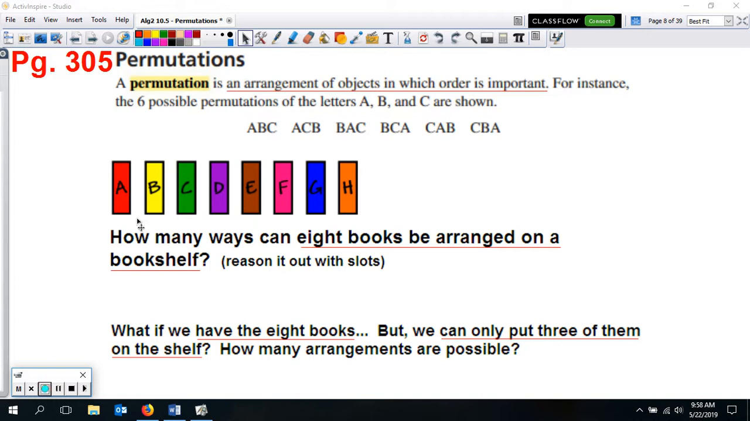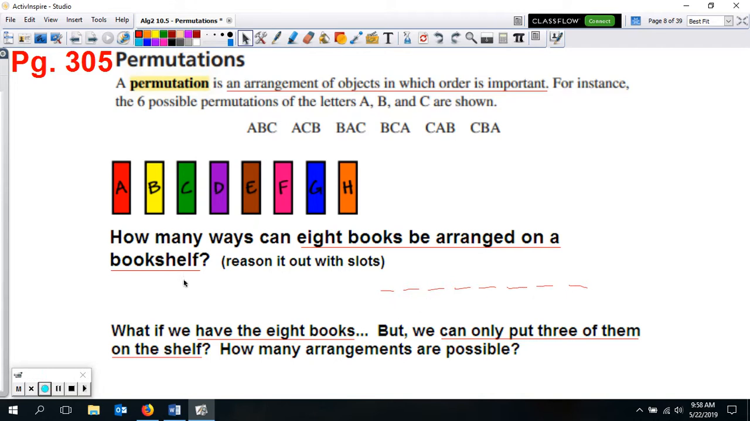Here you have some books. How many ways can 8 books be arranged on a bookshelf? You can write this down and underline that. Here's what we want to do for that. We'd want to write down, it says reason it out with slots. So we want to write down 8 different slots that we would fill these books in with. Right underneath that, just put down 8 little spaces: 1, 2, 3, 4, 5, 6, 7, 8 little slots there.